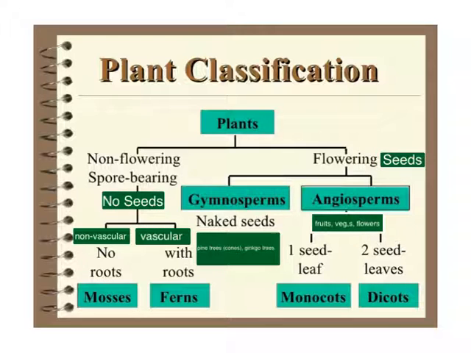Now if we come back up here to the plants and go to flowering, or plants that have seeds, they are further divided into 2 types, Gymnosperms and Angiosperms. Gymnosperm means naked seed. These would be like pine trees that have cones or ginkgo trees. Then there are Angiosperms. Angiosperms are fruits, vegetables, and flowers. These can further be divided into leaves that are 1-seed leaves, monocot, mono means 1, or 2-seed leaves, dicot. Remember that di means 2.